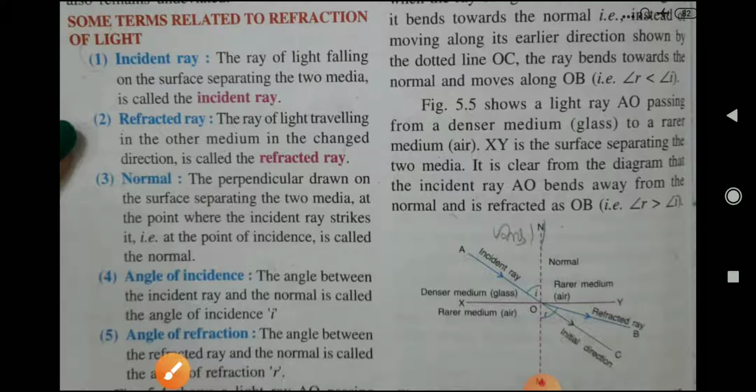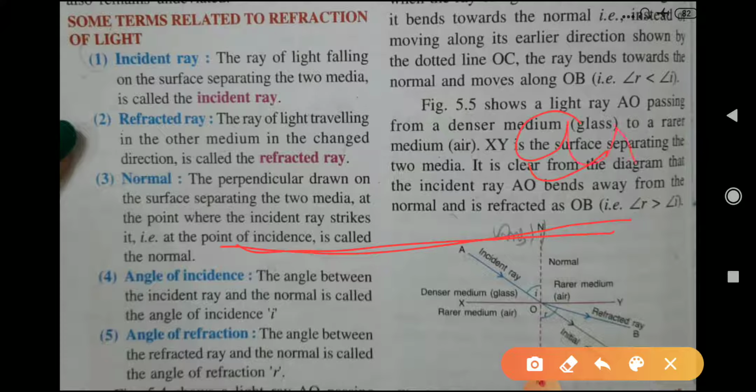Incident ray. A ray of light falling on a surface separating the two media is called the incident ray. Suppose this is the surface which is separating the two media. This is air, and this is water or glass. So when a ray of light falls on this surface, this is the first medium and this is the second medium, this ray of light is known as the incident ray.